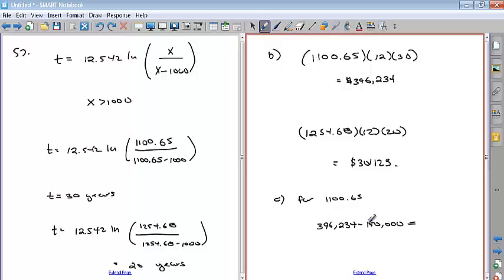So we take $396,234, subtract the price of the house initially. In the first case, you paid $246,234 in interest. So $150,000 in principal plus this in interest gives you the total amount you paid. Whereas in the second case, with $1,254.68, you have $301,123 minus $150,000, which gives you $151,123. So you can see the amount of interest you pay is even more significant. The difference is large.